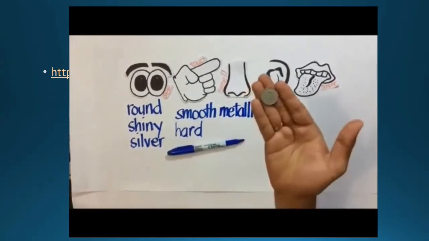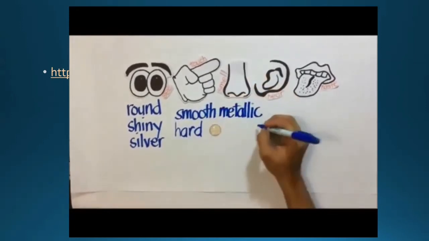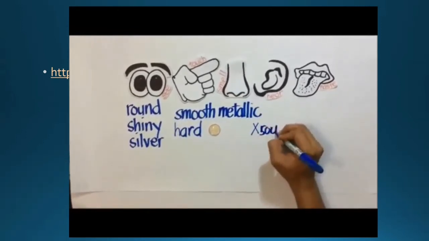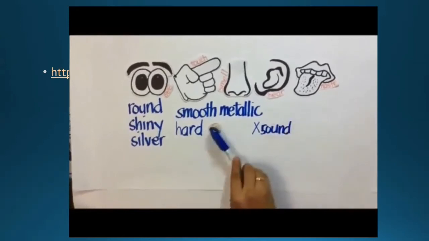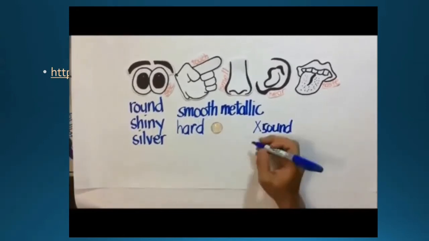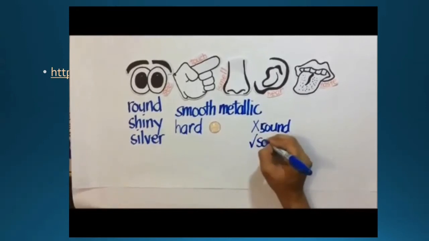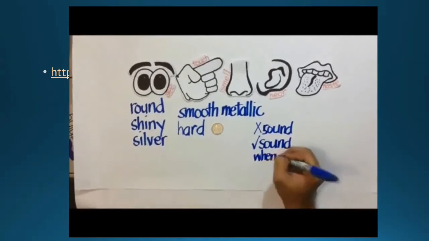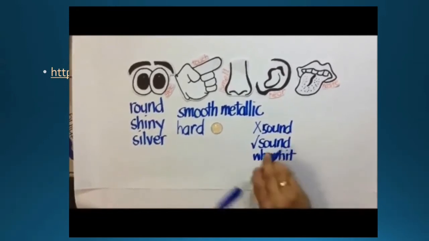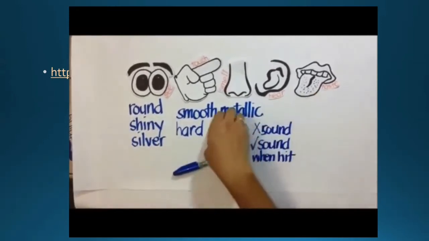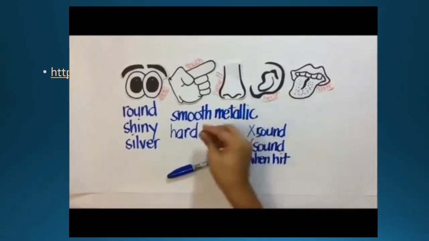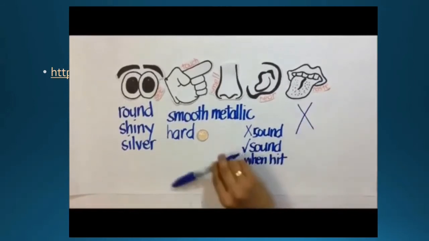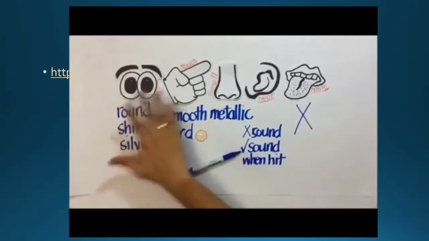Now let's use our ears. Do you hear something from the object? No, it has no sound. But what will happen if you tap or hit this coin? If I tap the object, it produces sound. So when the object is hit with another object, it produces sound. How about our tongue? Do you think it's safe to taste the object? No. Therefore, there are some things that cannot be observed using the sense of taste. Don't try.